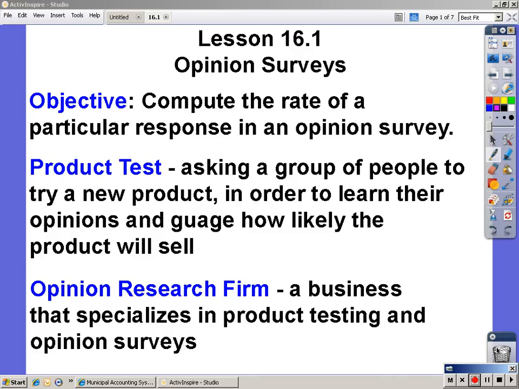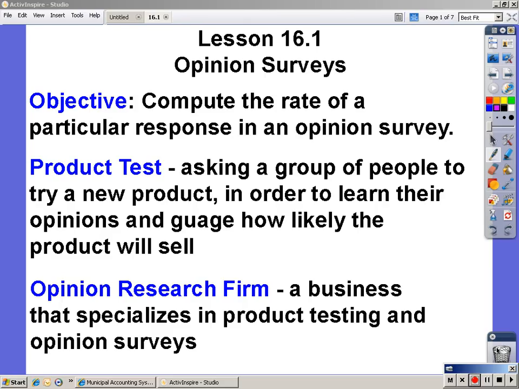Lesson 16.1, Opinion Surveys. The objective today is to compute the rate of a particular response in an opinion survey. A product test is asking a group of people to try a new product in order to learn their opinions and gauge how likely the product will sell. An opinion research firm is a business that specializes in product testing and opinion surveys.